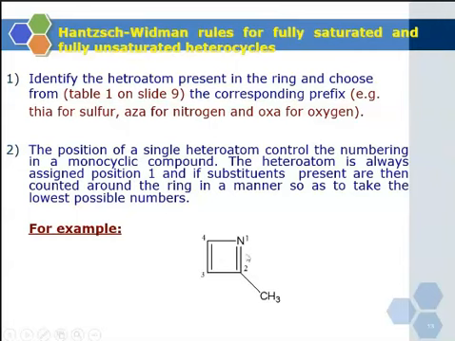And if substituents are present, they are counted around the ring in such a manner that they get the lowest possible number. So when we do the numbering of this cycle, we will never number it like 1, 2, 3, 4, because at that time the ring substituent gets a very high position number, whereas numbering should be done in such a way that the substituent gets the minimum possible number. So we will move like this: 1, 2, 3, 4.